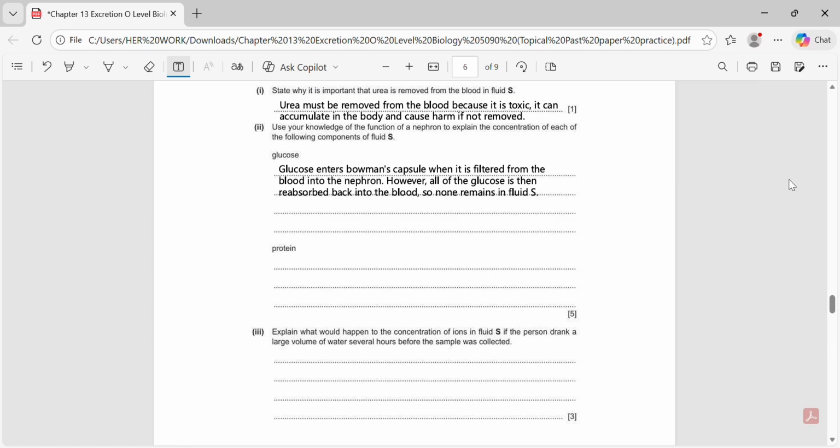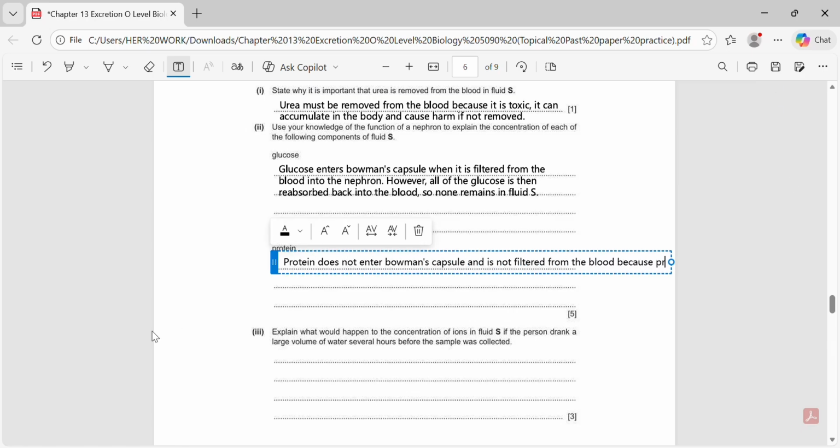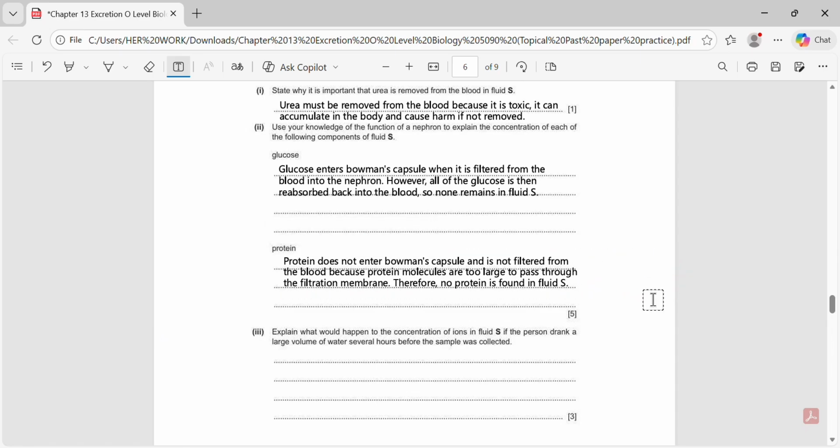Next, for protein, we can write, protein does not enter Bowman's capsule and is not filtered from the blood because protein molecules are too large to pass through the filtration membrane. Therefore, no protein is found in fluid S.